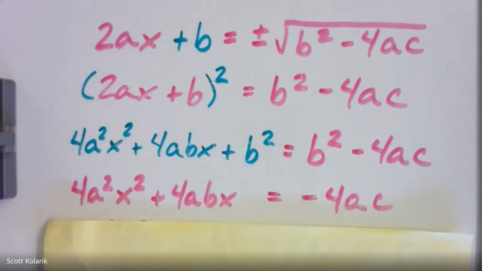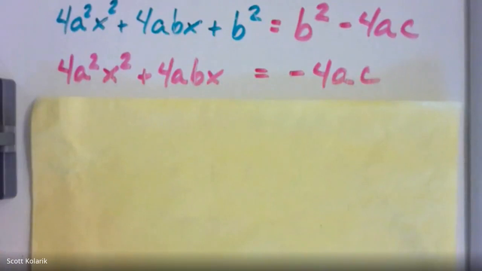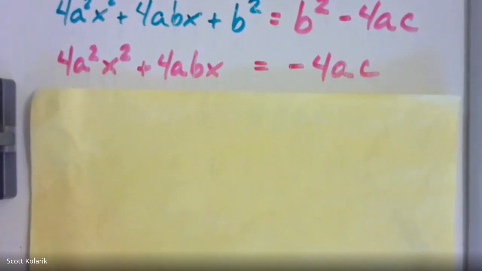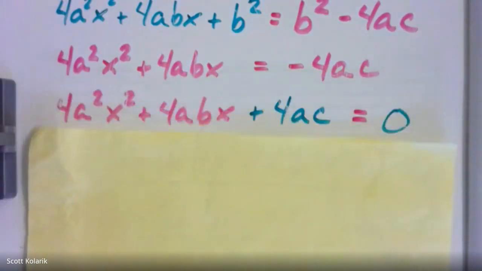So if I add 4ac to both sides, we're going to see where this goes next. And some of you may actually already start to see where this is going. But if I add that 4ac over to this side, I now have this statement.